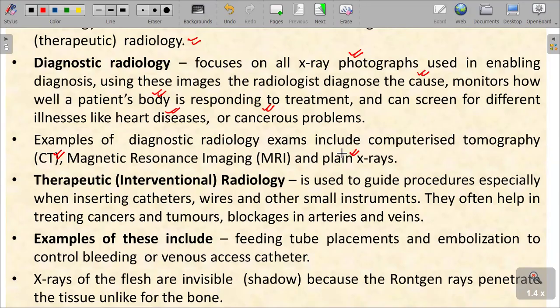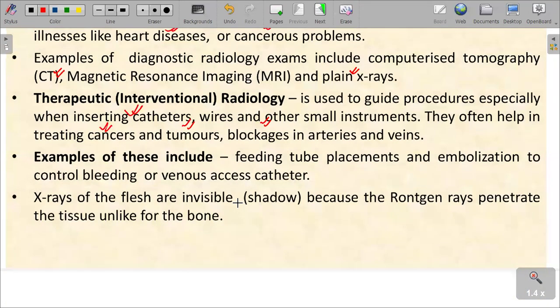We also have therapeutic or interventional radiology, which is used to guide procedures, especially when inserting catheters. When a catheter is to be inserted, interventional radiology is the approach. Wires and other small instruments put in the body are also dealt with by therapeutic radiology. It often helps in the treatment of cancers, tumors, and blockages in arteries and veins. Examples include feeding tube placements, embolization to control bleeding, and venous access catheters.